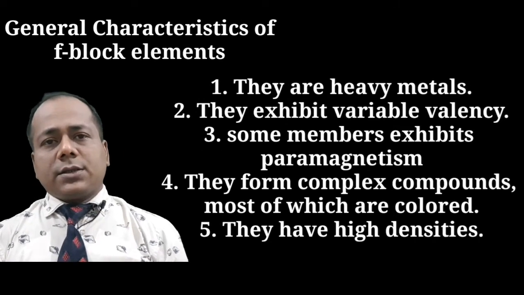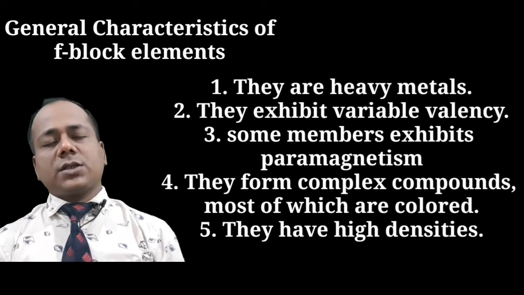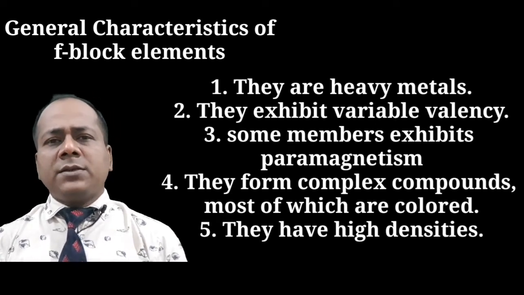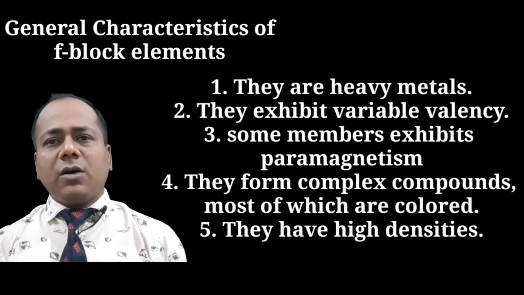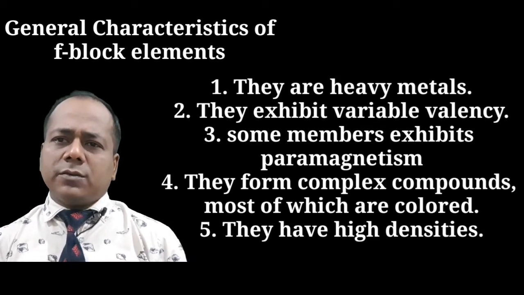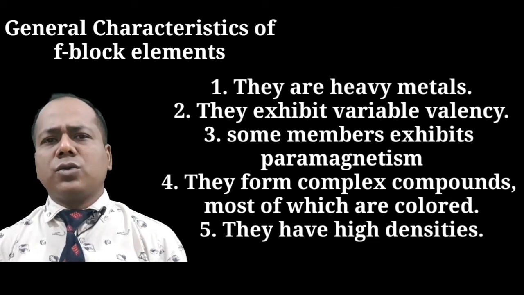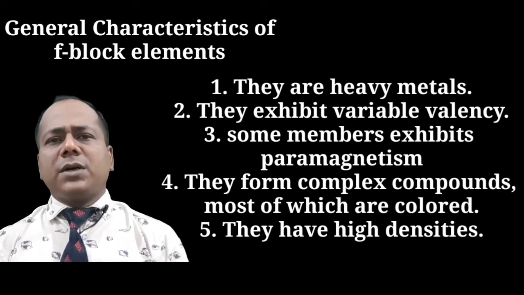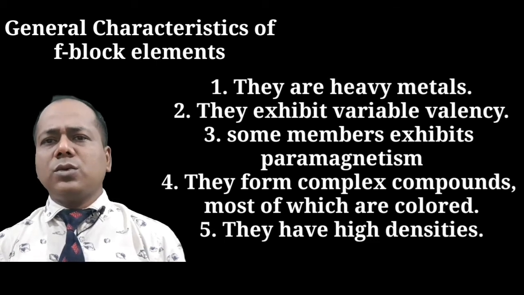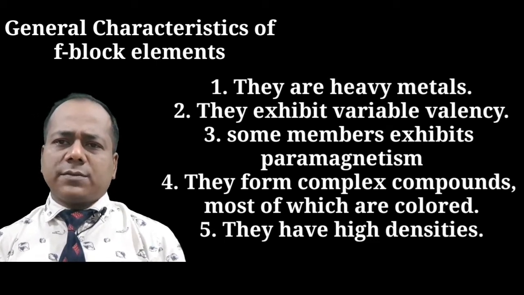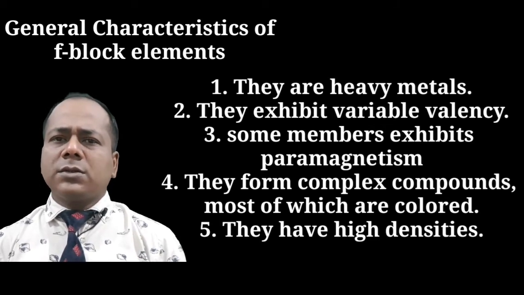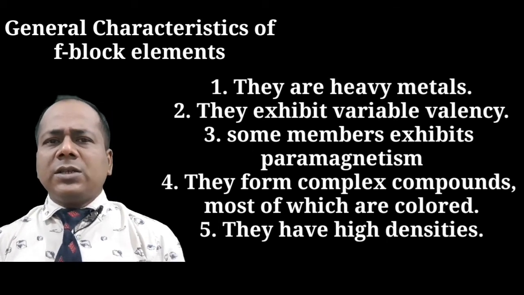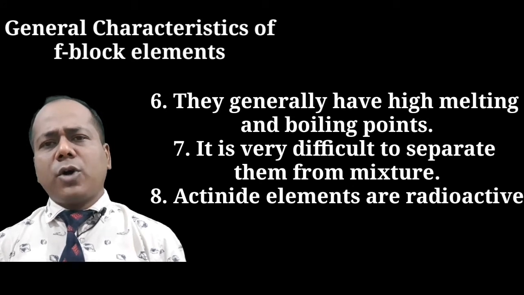My dear students, now we discuss the general characteristics of F block elements. They are all heavy metals. They exhibit variable valency. The +3 oxidation state is most common. Few elements are found to occur in +2 and +4 oxidation states. Some members exhibit paramagnetism due to the presence of odd electrons. They form complex compounds, most of which are colored. They have high densities. They generally have high melting and boiling points.